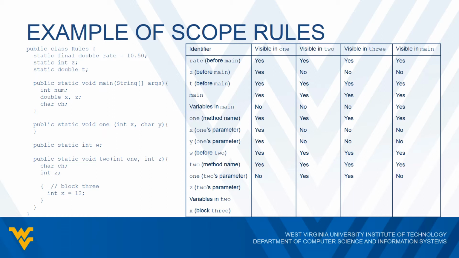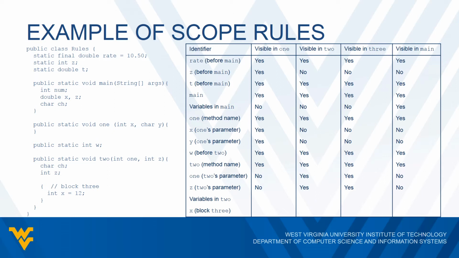Now, as for the parameter 1, it's considered a local variable in 2, so therefore it's only visible in 2. Now it is visible in 3 because it is a block within 2. So since it is a local variable, I can see it in the entirety of method 2, which includes the block that we created inside that method. So it's visible in 2 and in 3, but it's not visible in 1 or main because I can't use that same name in those other methods.